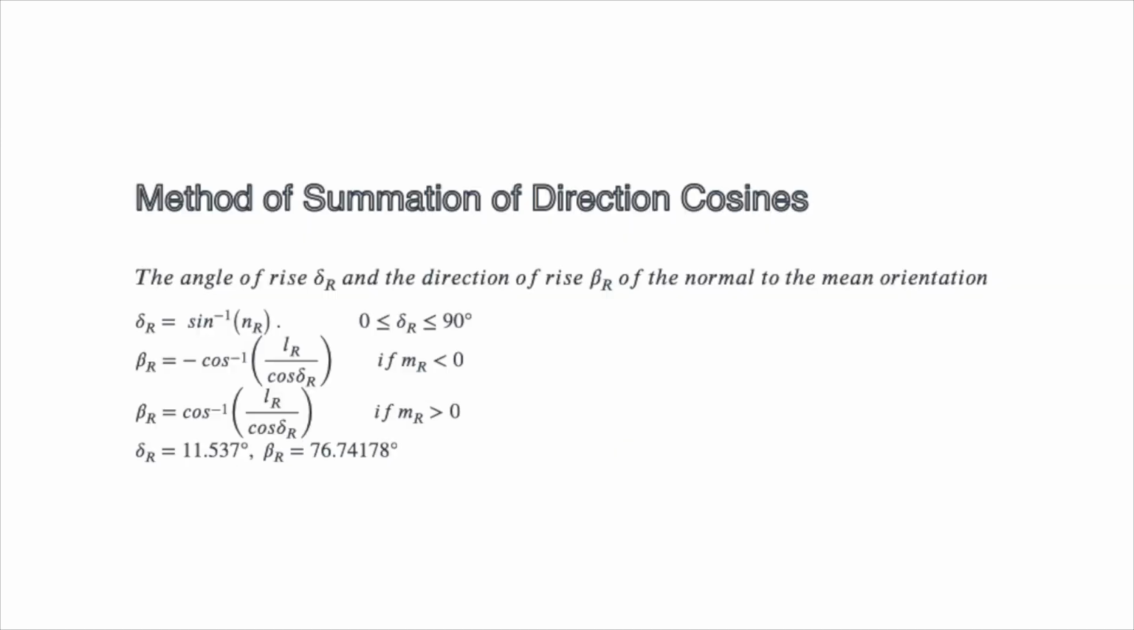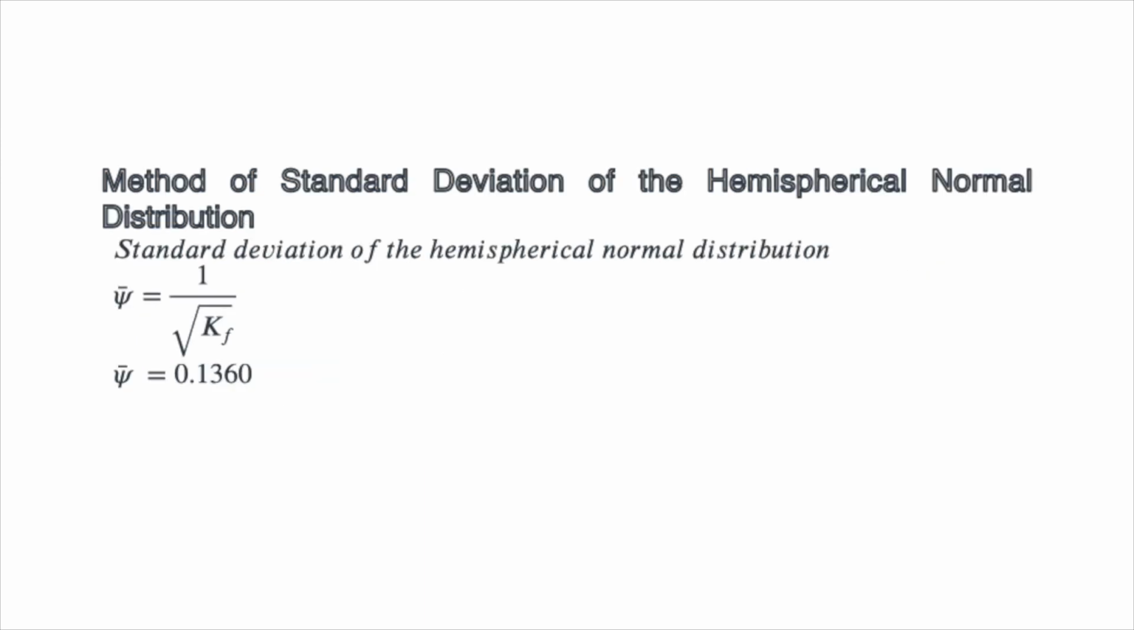After that, the angle of the mean direction vector was calculated. The plunge angle is calculated as inverse sine of NR and the value is 11.537. The trend direction is obtained as inverse cosine of LR over cosine of the plunge, and the value is 76.74178. In addition, we also applied the method of standard deviation of the hemispherical normal distribution while analyzing the data.